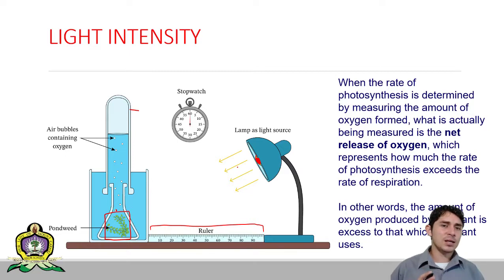Now here is the sweet thing. The farther we would move this lamp from the plant, what do you think happens to the oxygen bubbles being produced by the plant? Do they get higher or do they get lower? That's the question.